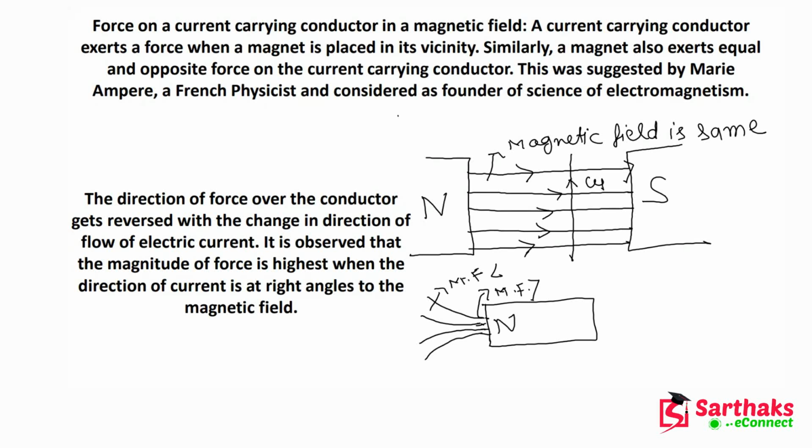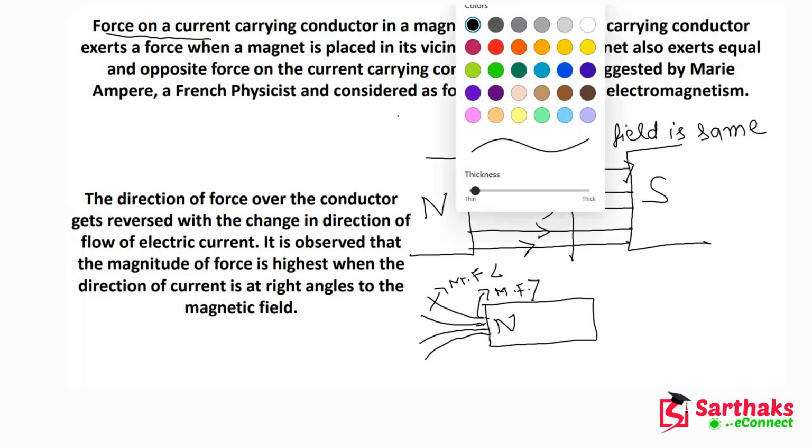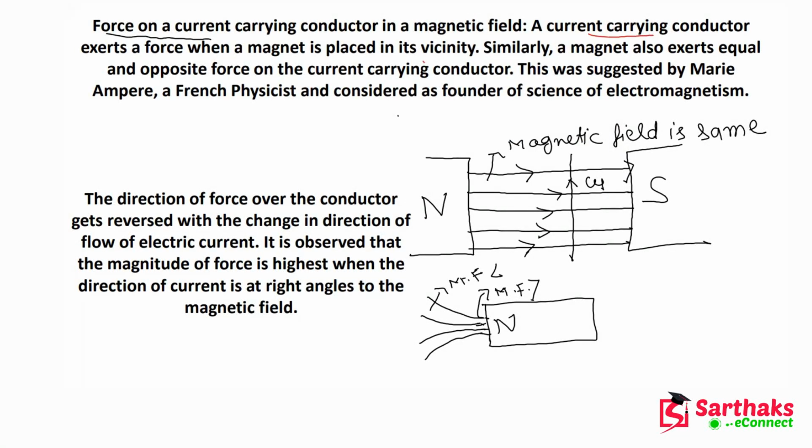It is very, very important, and the questions are also asked on the basis of this concept. So first of all, let me read the theory. Force on a current carrying conductor in a magnetic field lines we are studying. A current carrying conductor exerts a force when a magnet is placed in its vicinity. Similarly, a magnet also exerts equal and opposite force on the current carrying conductor. This was suggested by Marie Ampere, a French physicist and considered as founder of science of electromagnetism.